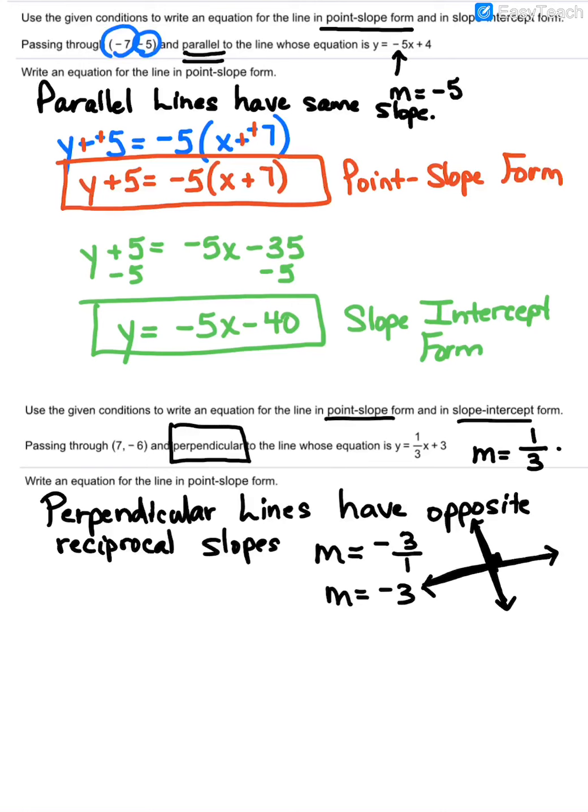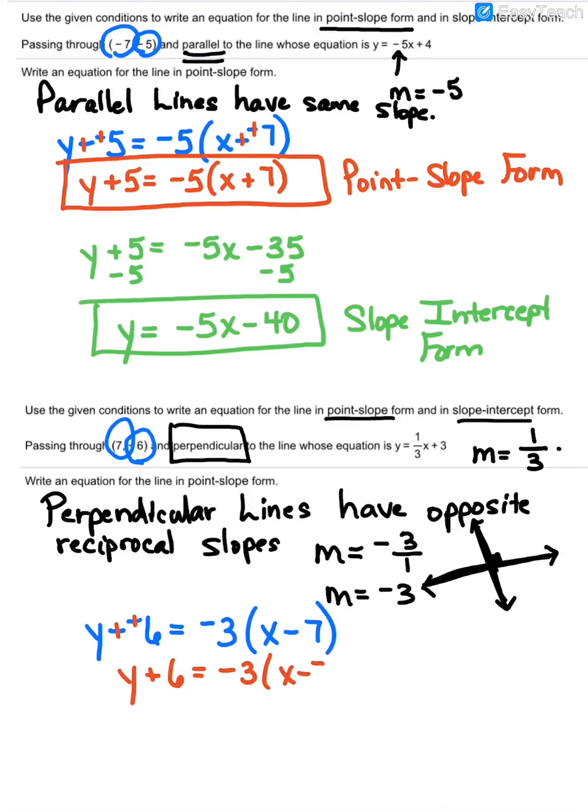So now, again, in, first of all, point-slope form, we take y minus the y value of the point they gave me, which is -6, and we say that's equal to the slope of the line we're looking for, which is -3, times x minus the x value of the point, which is positive 7 this time. So now if we clean this up, that becomes y plus 6 equals -3 times x minus 7. So this would be your point-slope form.